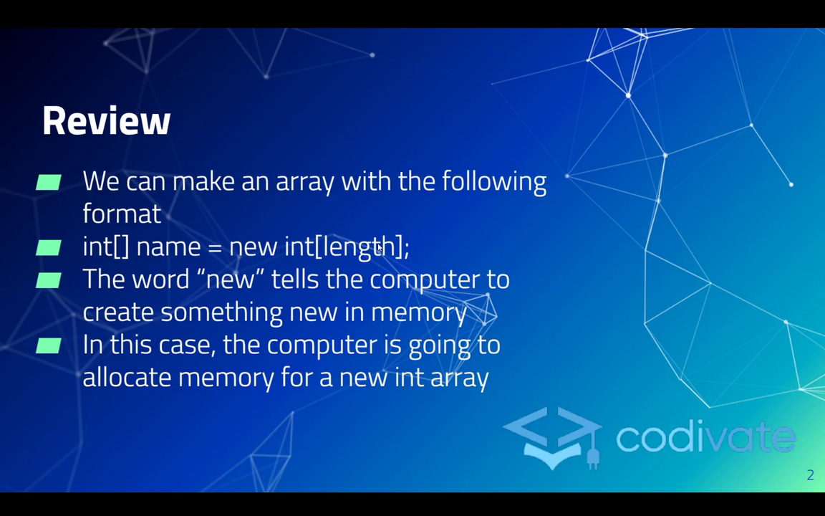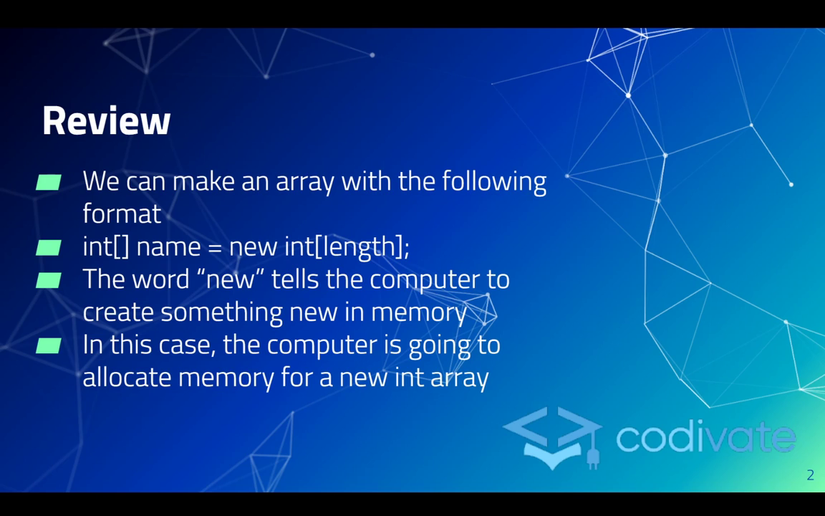Start off with a review of what we already know about arrays. We know that we can create an array with the following format, right? It requires the data type and the length of the array for it to work. We type the data type and then brackets to show that the variable is an array. Then the name, and then equals, and on the right side of the equal sign, you want a new.